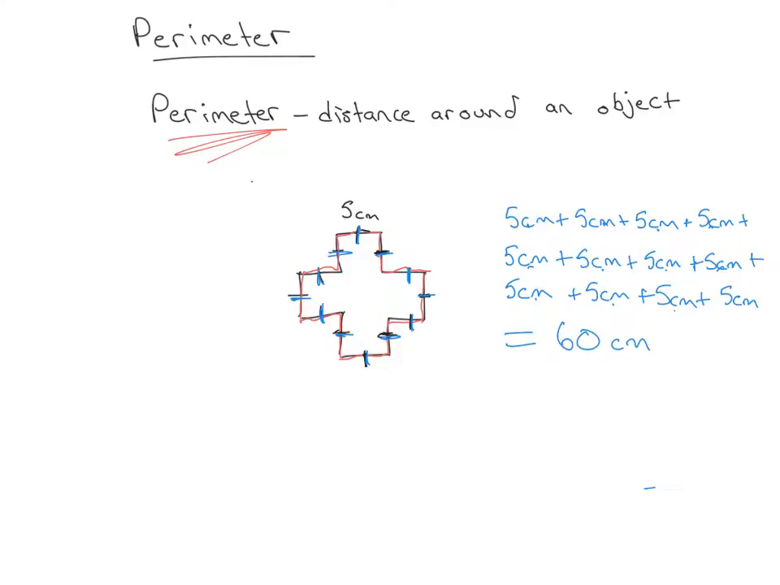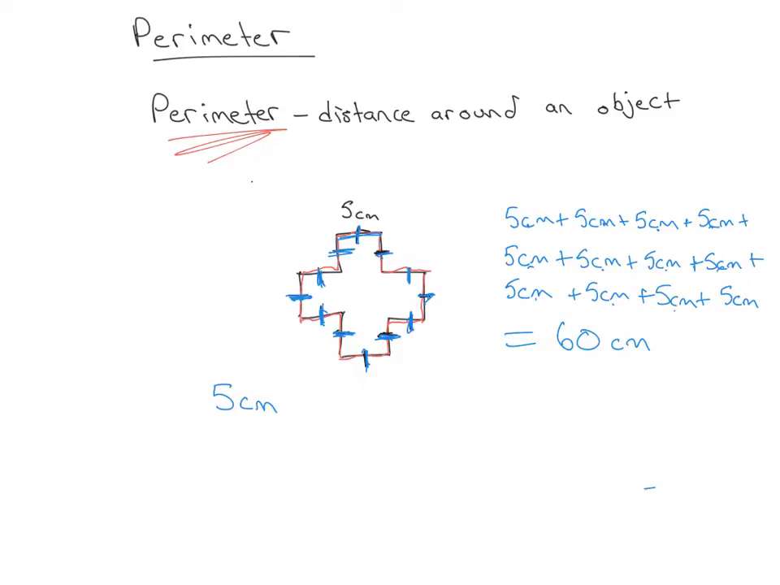Now I'm hoping by grade 6 that you would be able to say, oh, adding the same number over and over again, there's an easier way to do that. And the easier way to do that is actually to turn this into a multiplication. So in this case, let's just count how many times we have 5 centimeter lengths. So we have 1, 2, 3, 4, 5, 6, 7, 8, 9, 10, 11, 12.